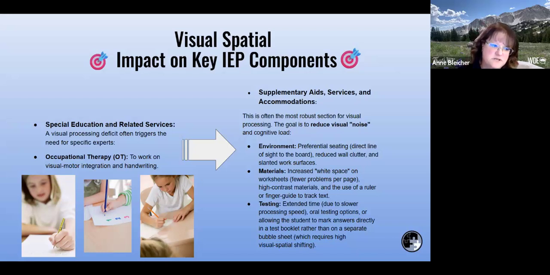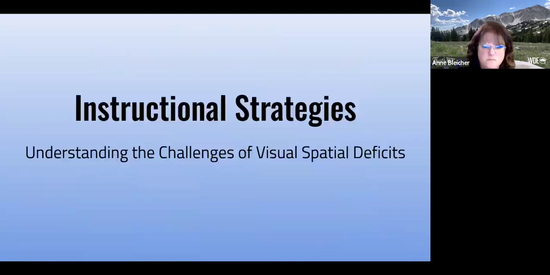So things like preferential seating, materials; you could have some accommodations around that to increase the white space so there's just not as much visual information in front of the student. They may need extended time due to the fact that it takes them longer to process visual information. Really, the goal of the accommodation should be around reducing the visual noise and the cognitive load around that.